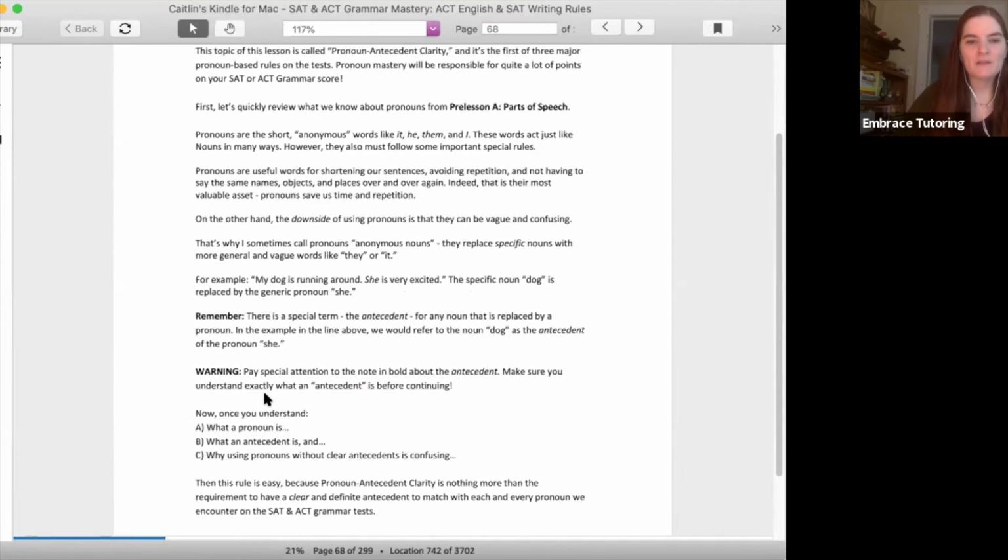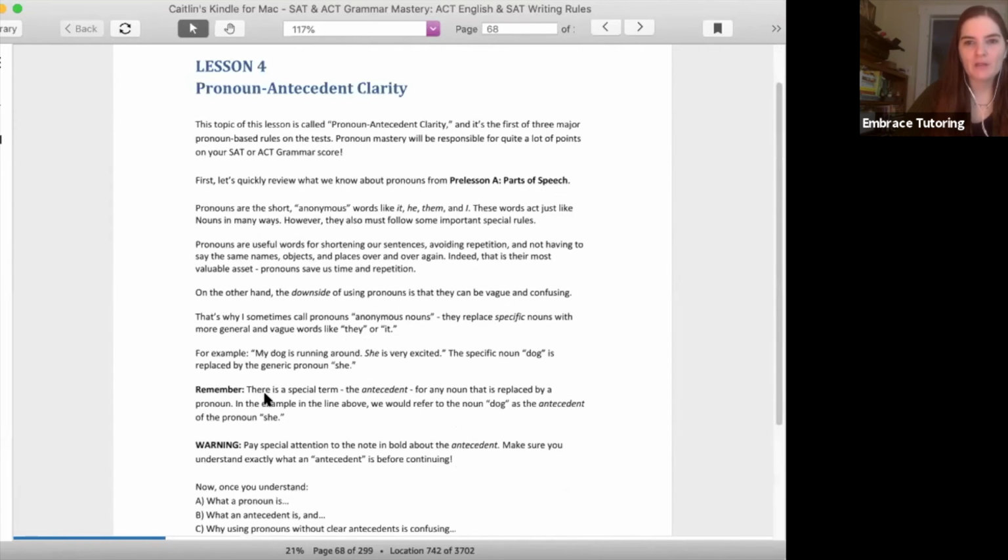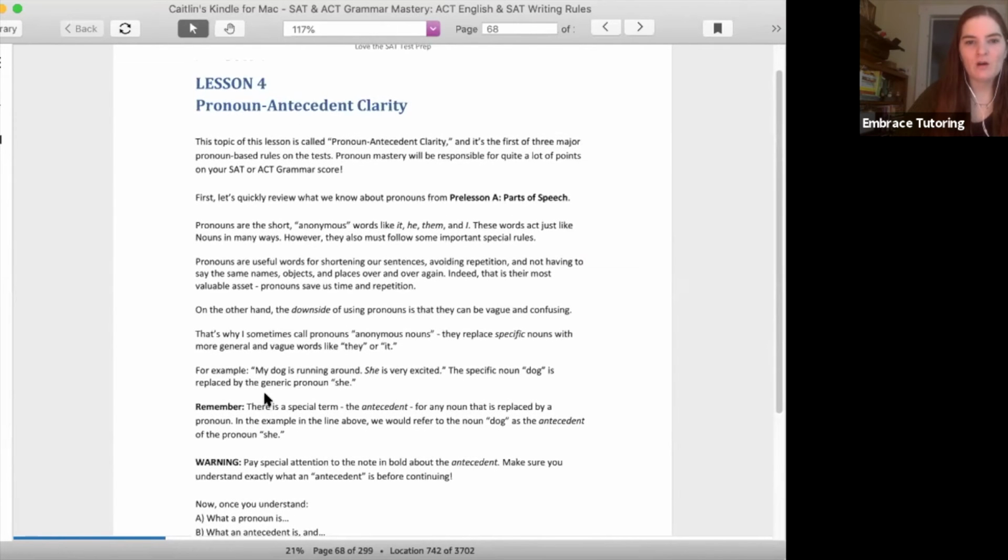Just to introduce you to this topic, there's a special term here, which is antecedent, okay, for any noun that's replaced by a pronoun. So in the example that they're giving you here, your level of pronoun mastery is really going to be responsible for a lot of points on your SAT or ACT. They test pronouns, especially pronoun antecedent clarity type rules, a lot. So you're going to want to know this type of grammar concept.